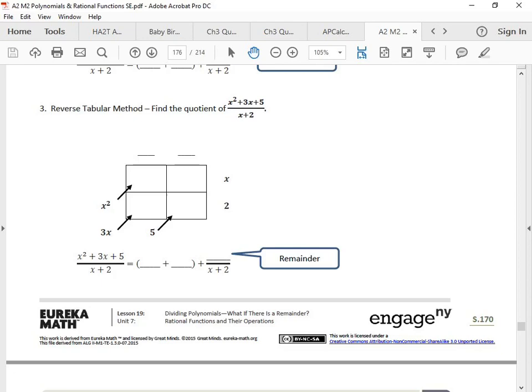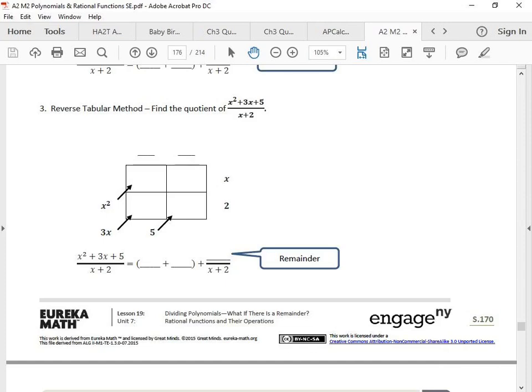All right, so for the reverse tabular method, this is how you would set it up. You see the x squared, the 3x, and the 5. They're all up here. The x plus 2 go on the side. Now this box is already set up for us. If you guys need to learn how to set up a box, you gotta look at one of my other reverse tabular method videos.